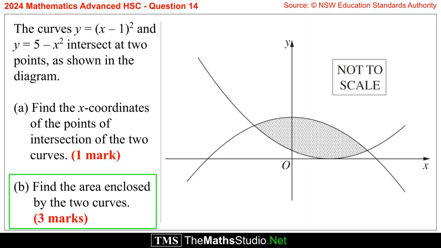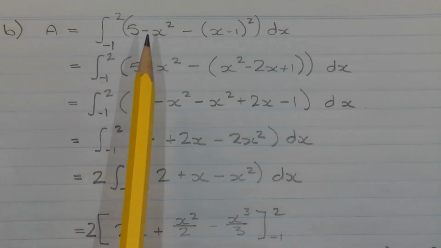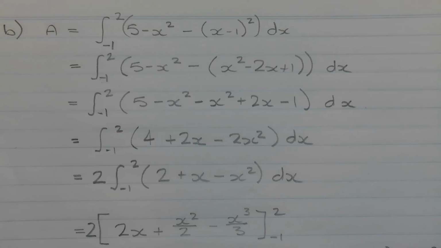Part B. Find the area enclosed by the two curves. The area between the two curves is the difference in the area between the concave-down parabola and the concave-up parabola between the 2 points of intersection that we've found in part A. So that's from x equals negative 1 to x equals 2. So to find the area, we integrate both curves. Notice that we start off with the concave-down parabola because between x equals negative 1 and x equals 2, the concave-down parabola is above the concave-up parabola.